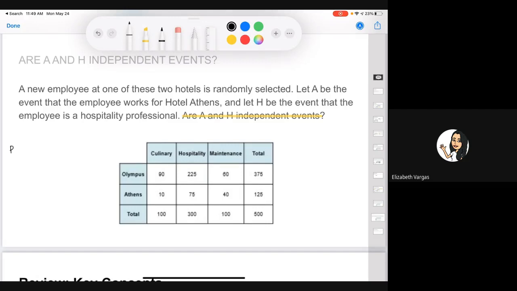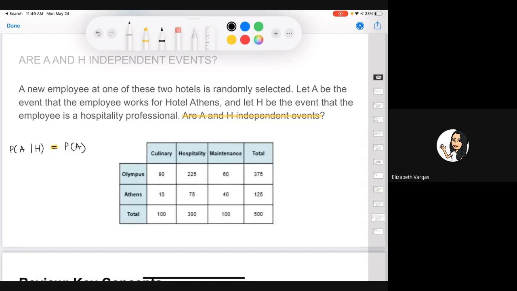So I want the probability that, given that someone works in hospitality, they work at Athens, and I want that to be equal to the probability that someone works at Athens. So like this. Okay, and so I want those to be equal. If those two are equal, then I have independent events.